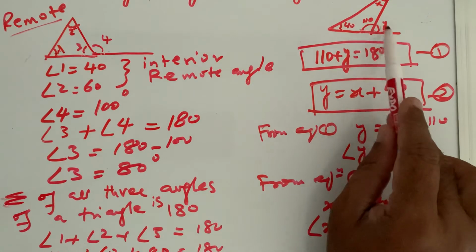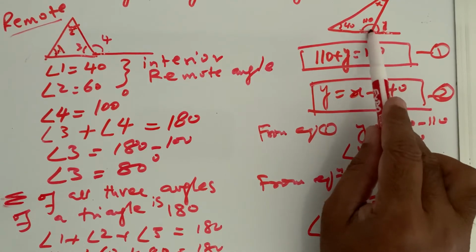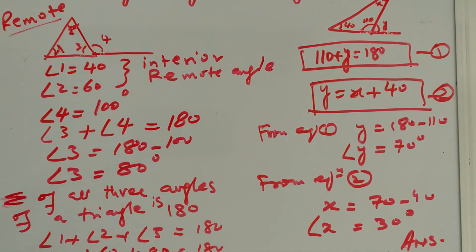The sum of the exterior angle plus the adjacent angle is also 180 because it is a straight line. So we apply the rule here: the sum of an exterior angle and its adjacent angle is equal to 180.